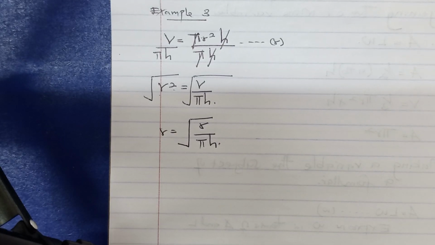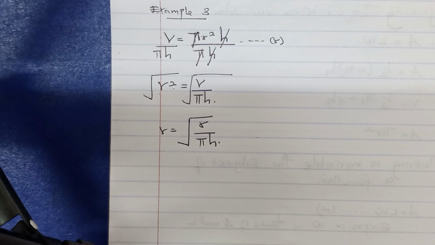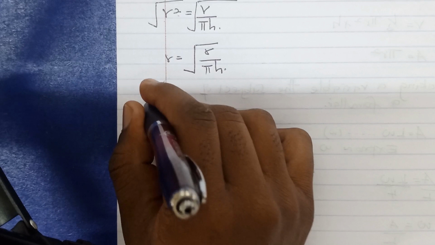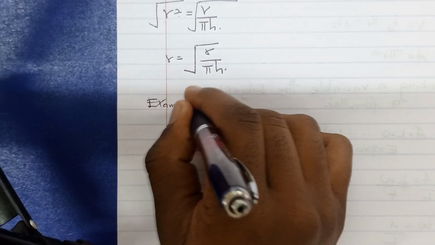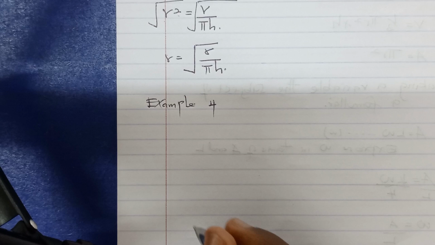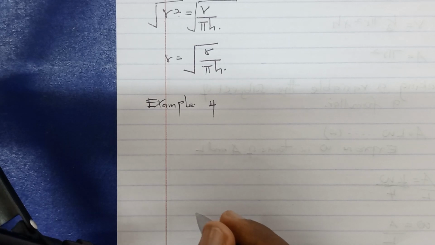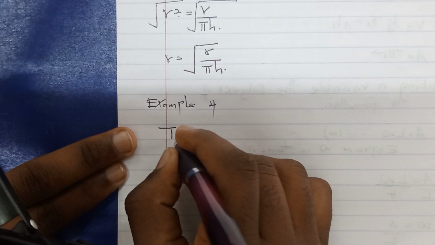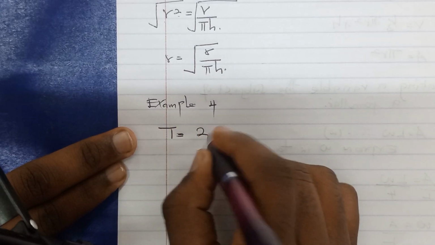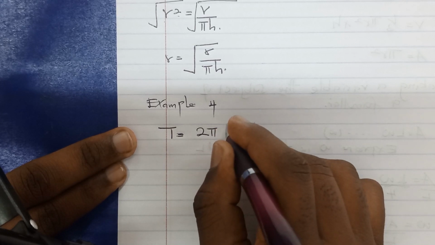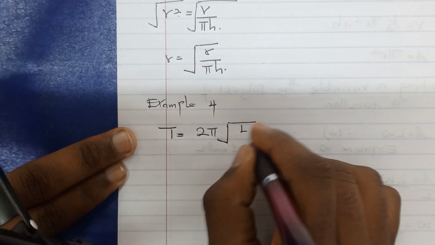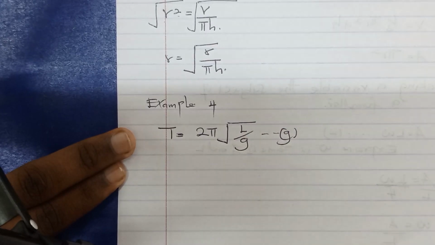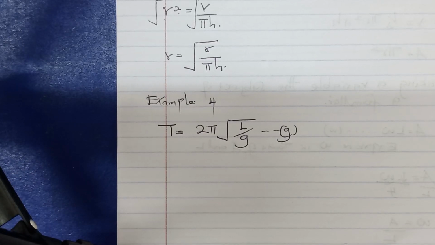So lastly, allow me to do this. You can also attempt this question together with me. For example, this is our example number 4 and our last example in this case, but you can leave a comment down there in case you have a query or further clarifications. You're told t is equals to 2 pi and then the root of L over G, and you are told to express G in terms of other variables present in that particular formula.